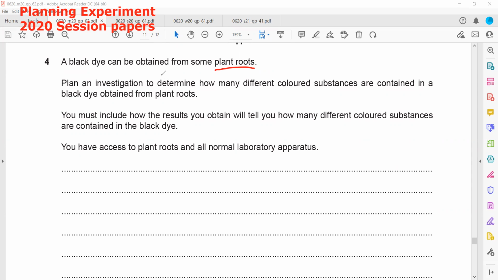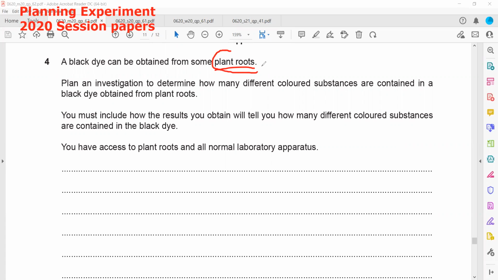We have to plan an investigation to determine how many different colored substances are present in a black dye from a plant root. So how many different substances are there? We want to identify. Whenever we are identifying the number of colors, we always use chromatography. You must include how the results you obtain will tell you how many different colored substances are present in the black dye. You have access to plant roots and normal lab apparatus.